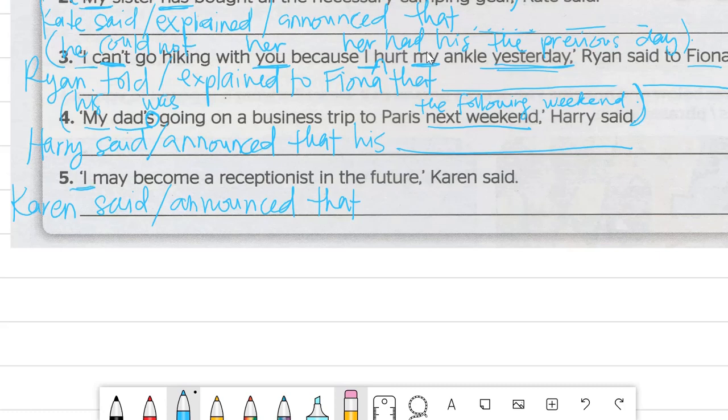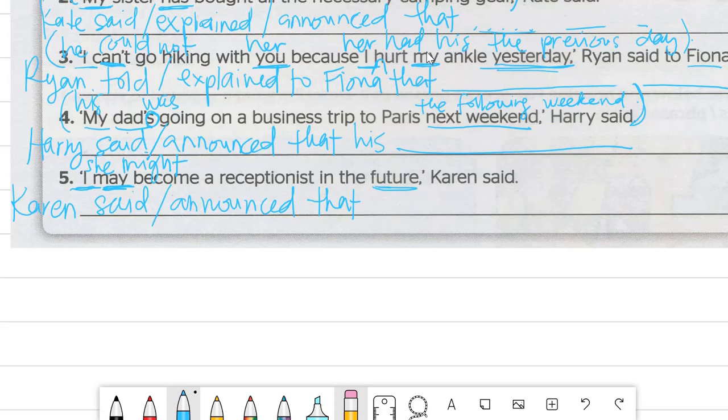I change to she. Because this is not a possession, right? This is not a possession. This is a statement. So we use the word she. She may be changed to, may is in present tense, but past tense for may is might. She might become a receptionist in the future.